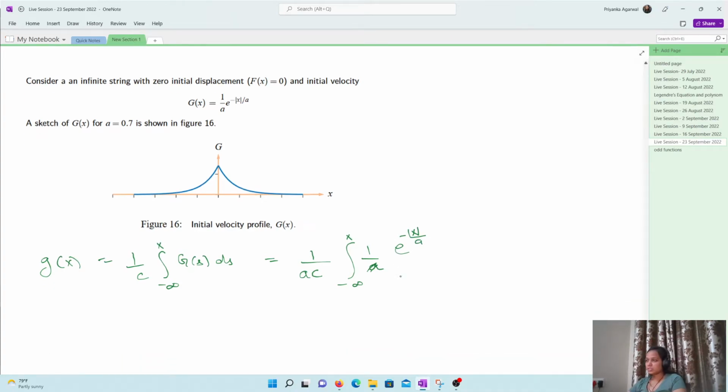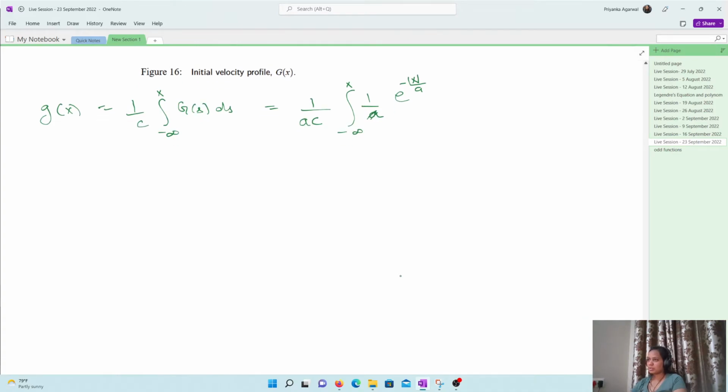Now what we know is how this mod x behaves, right? For x greater than 0, mod x is x, and for x less than 0, mod x is minus x. So this is how we define this function. So what will this become then in similar ways? 1 by ac.